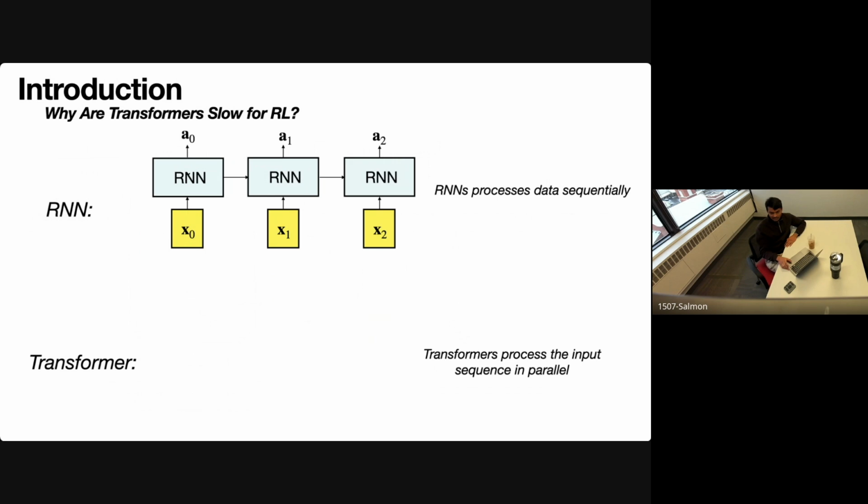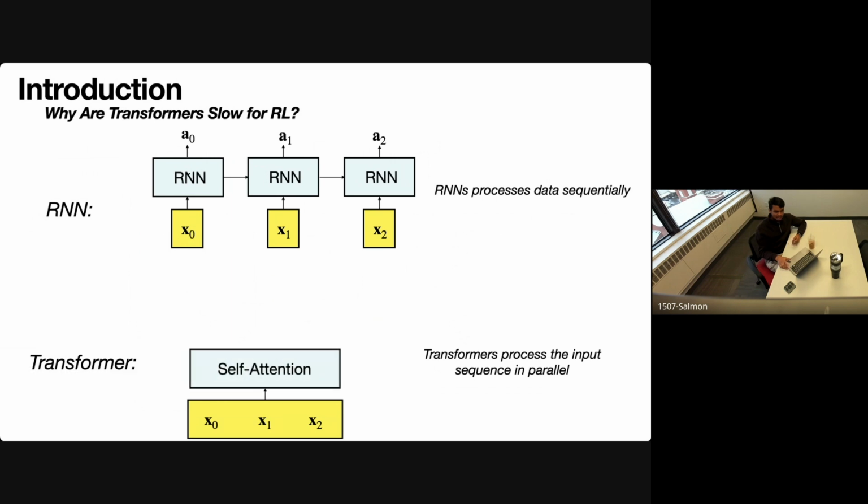On the other hand, the transformer processes the entire input sequence in parallel. Instead of encoding the input sequence one at a time, you concatenate everything as a matrix, and then you pass it to the self-attention layer to get an output as a matrix, which should contain the sequential information for the entire input sequence.